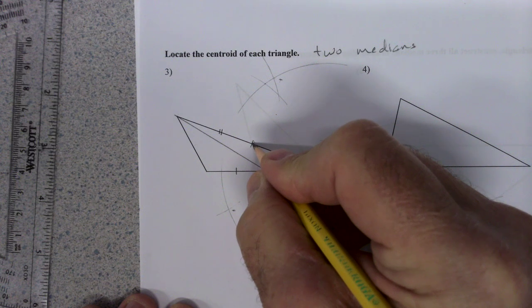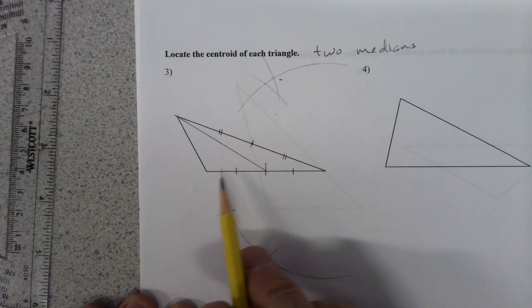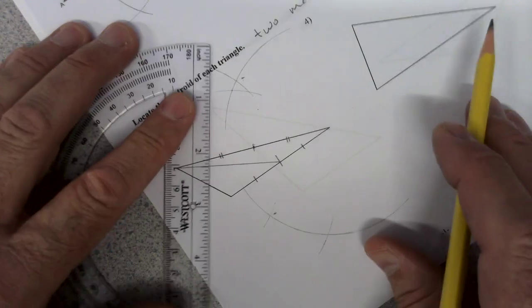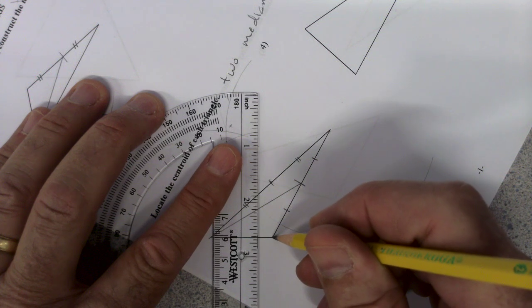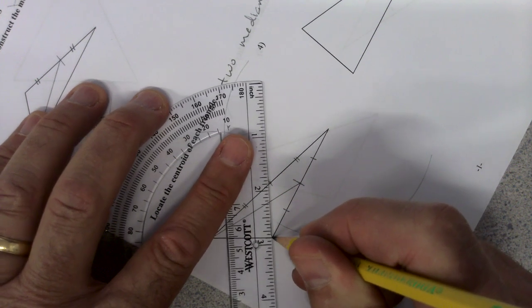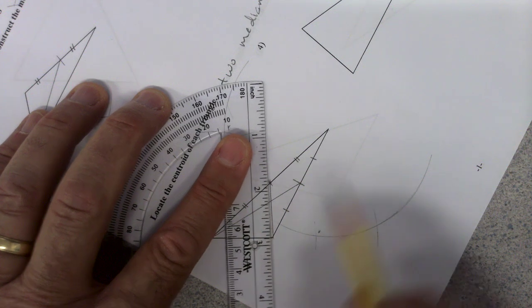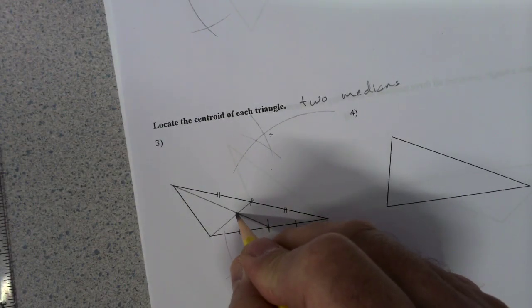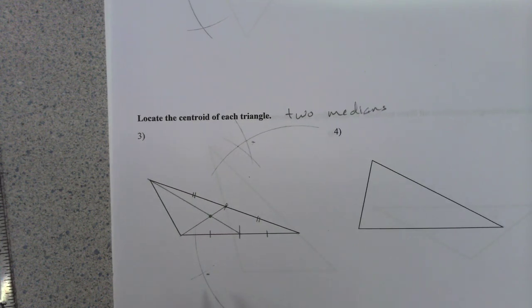This is the midpoint. That is the midpoint of that. I've got 2 equal sides. And now I'm going to connect this angle with the opposite side's midpoint, or the midpoint of the opposite side, which is from the vertex to that midpoint that I just drew. And this is the centroid. This intersection is the centroid.